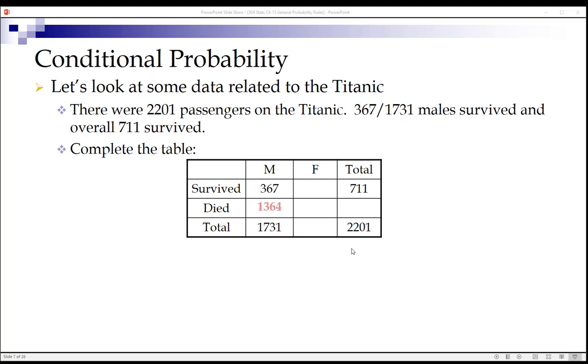If we do a simple subtraction, we could see that from the males, there were 1,731 males and 1,364 of them died. We could also see that if there were 711 total survivors, there were 344 female survivors. I could also calculate that since there was 1,731 males, there must have been 470 females. We could also then say that there were 126 females who died, which is a total of 1,490 people who died aboard the Titanic.